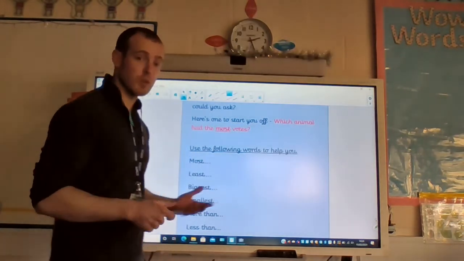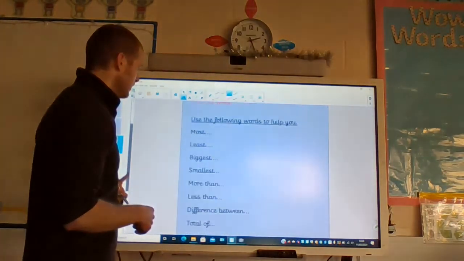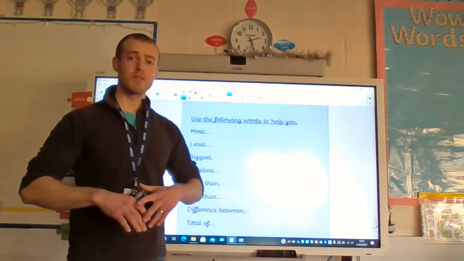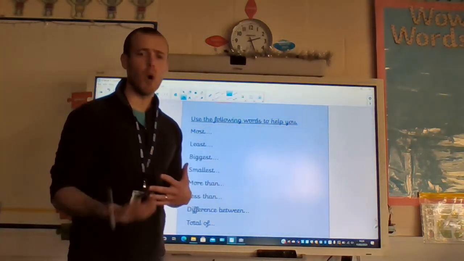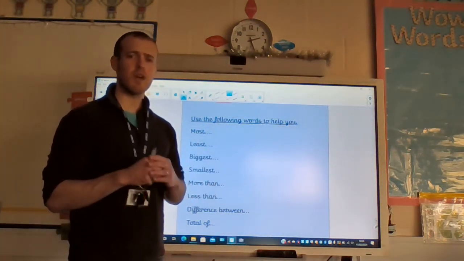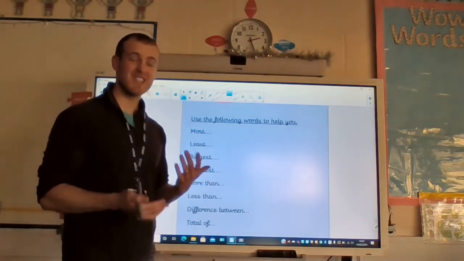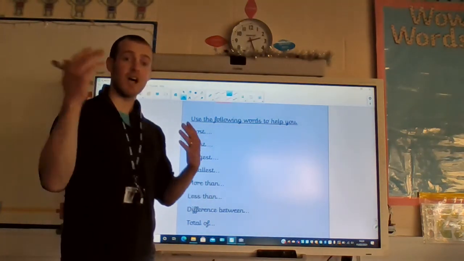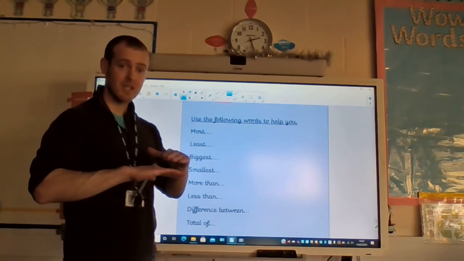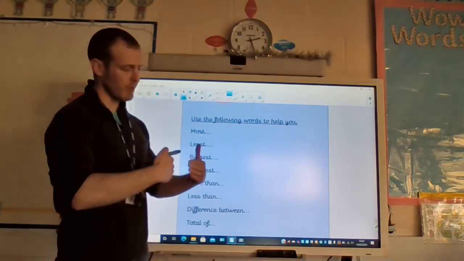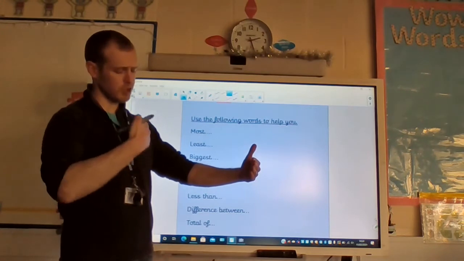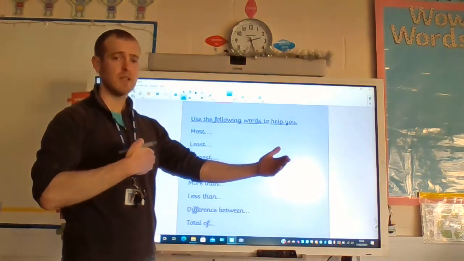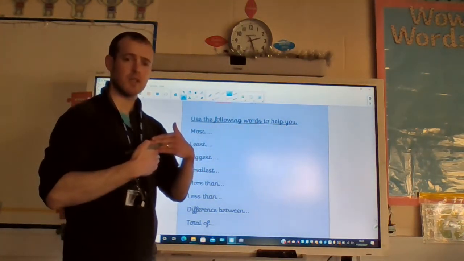And these are the following words we're going to use to help us, and I'm going to go through them now. Most means the largest amount, which was the most popular. That's always to do with having the largest amount. The least is the complete opposite. It's the smallest amount. Biggest, again, largest. Smallest, the least. More than, we think about more than as a number line. So if I've got 9 here and 15 here, how much more is 15 than 9? We would say 6.